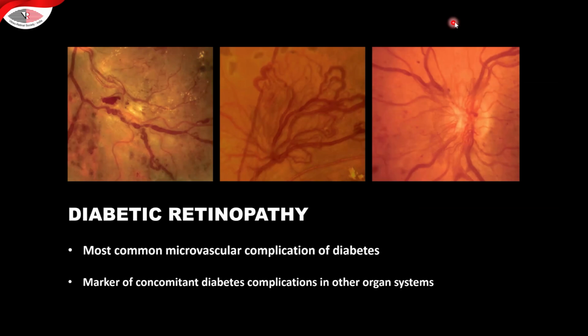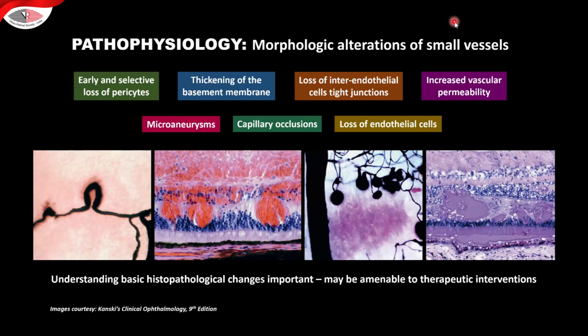So diabetic retinopathy is the most common microvascular complication of diabetes and is a marker of the concomitant complications which are happening in all the organs of the body. But this is the only visible area where we can see the vasculature.